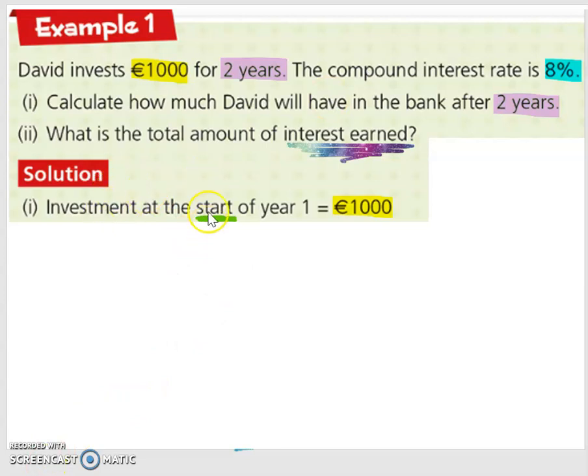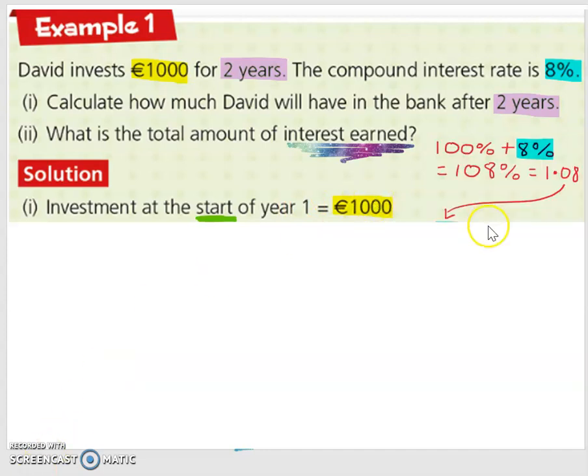So the investment at the start of year 1 is €1,000. That's his principal amount. It's very important to distinguish between the start of a year and the end of a year. He earns 8% interest on that €1,000. So he starts off with 100%, so the €1,000 is 100%. He gets 100% plus 8%, which is 108%. And 108% as a decimal is 1.08. To change percentages into decimals, we just divide by 100.